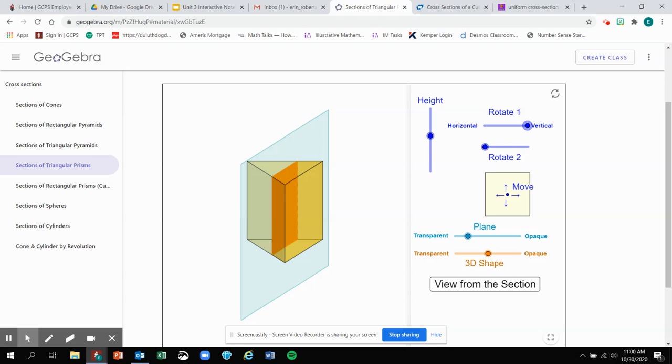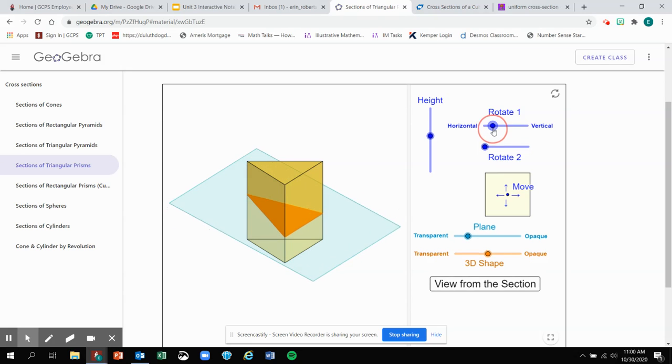Now, when we change this and cut parallel to the base, then we are going to move it like this, and it's cutting straight through so that we can see the base. Well, since the base is a triangle, then we are going to have a cross section that is also a triangle.